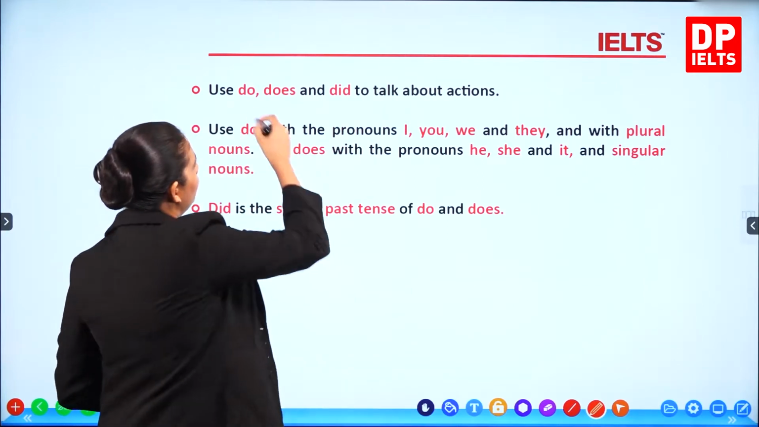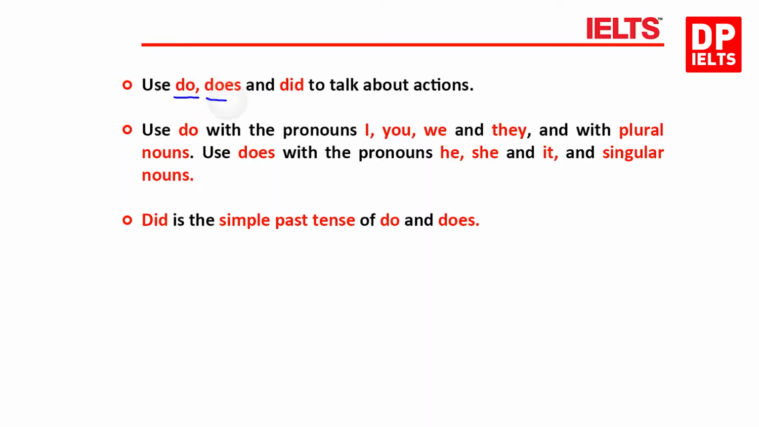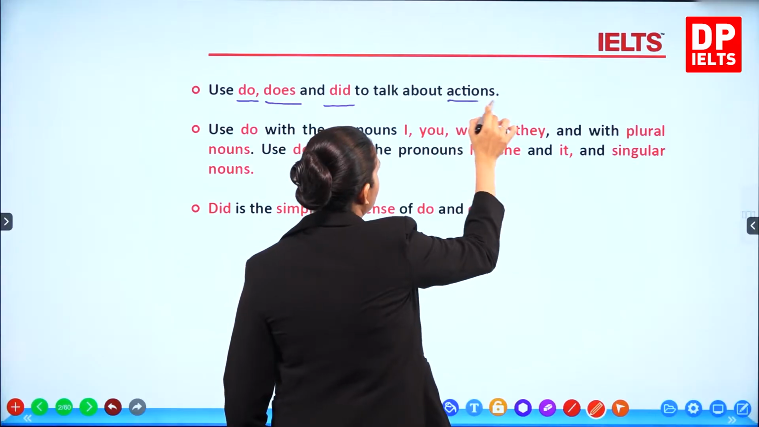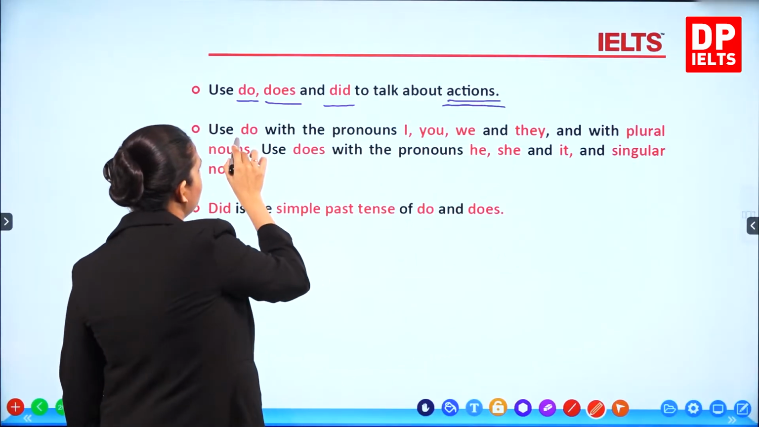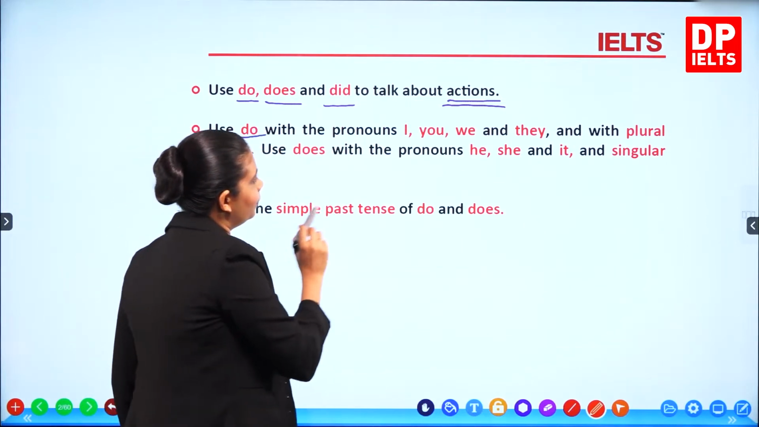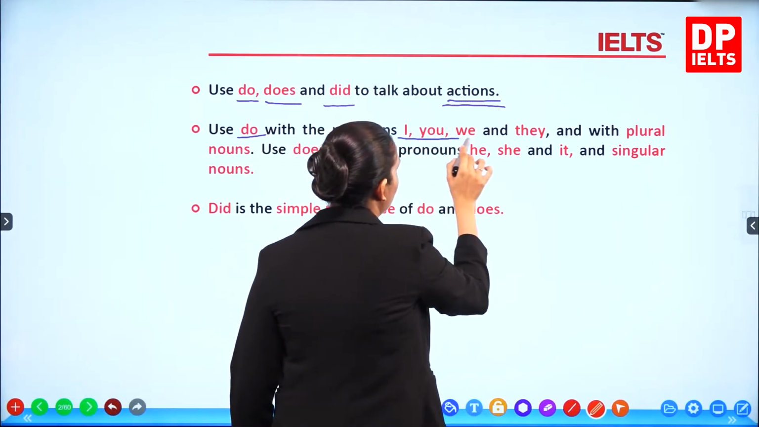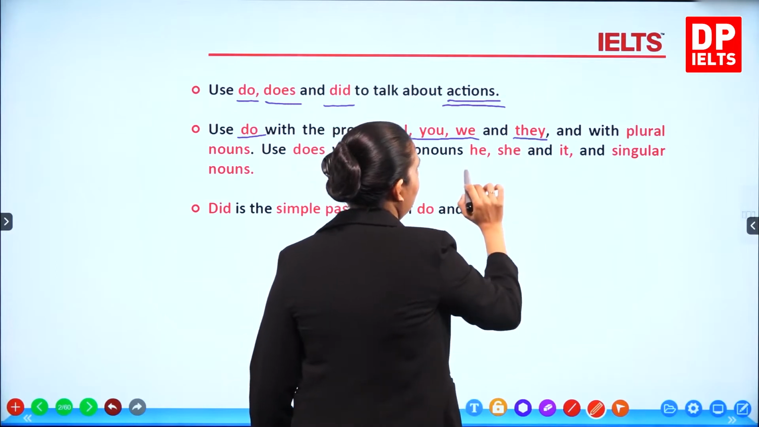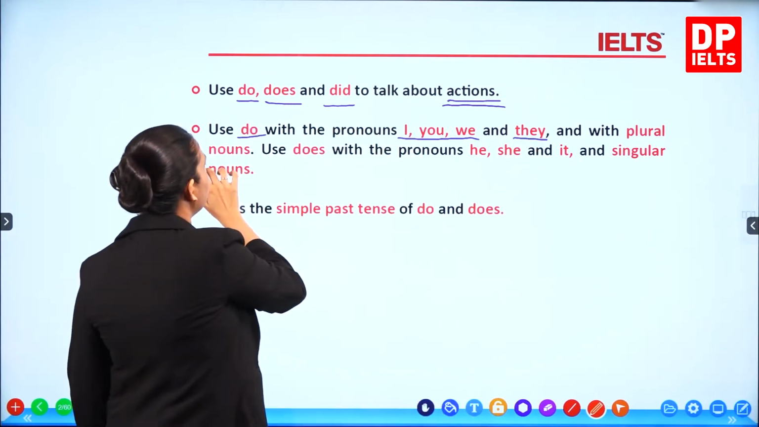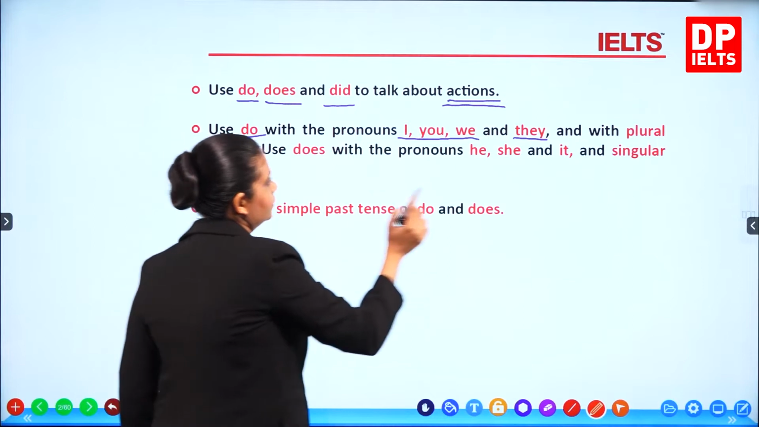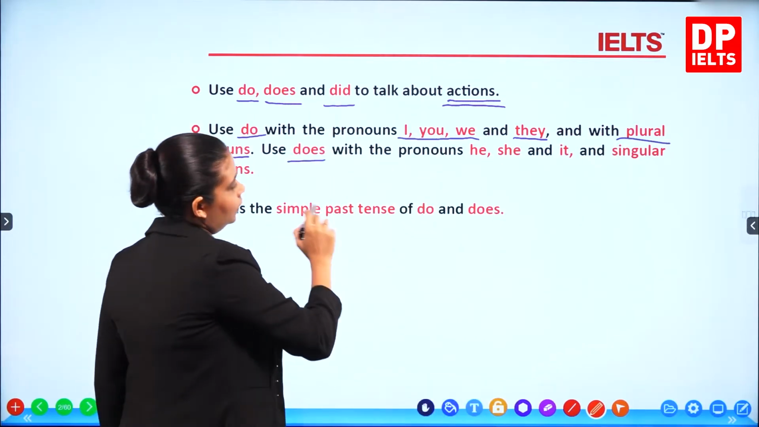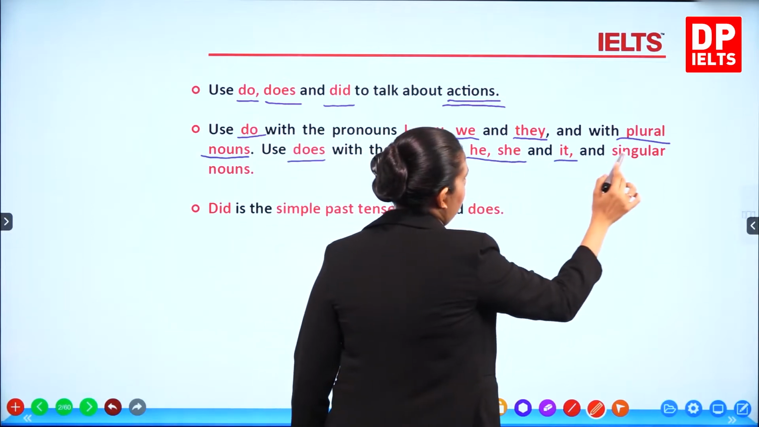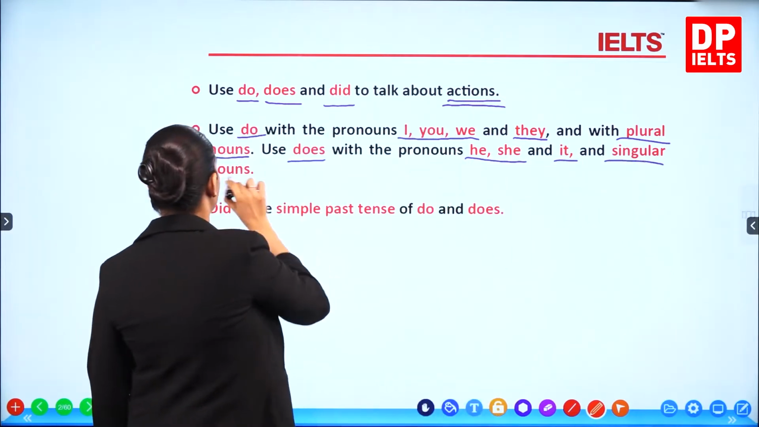Use do, does and did to talk about actions. Use do with the pronouns I, you, we and they and with plural nouns. Use does with the pronouns he, she, it and singular nouns.